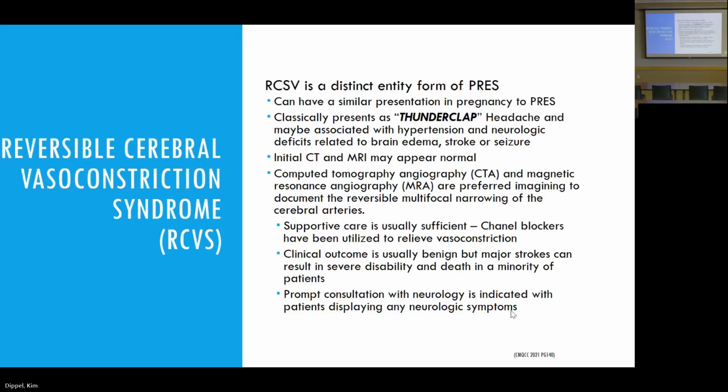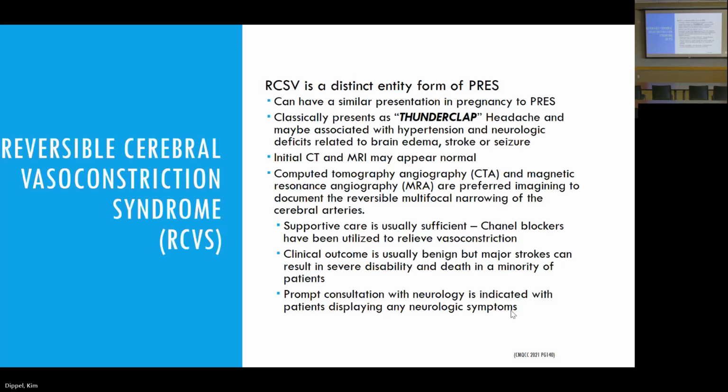RCVS, reversible cerebral vasoconstriction syndrome. It's an entity of a form of PRES. You may see this, and it's really classical as far as the person complains of this huge thunderclap headache. And it could be associated with hypertension and neurological deficits, and that has to do with the brain edema, stroke, or seizure. And their initial CT or MRI may be normal. That's why they need to have that CTA or MRA.